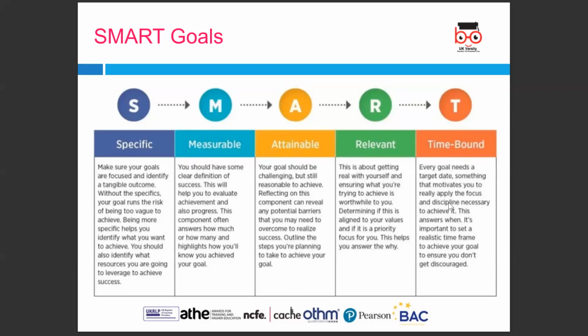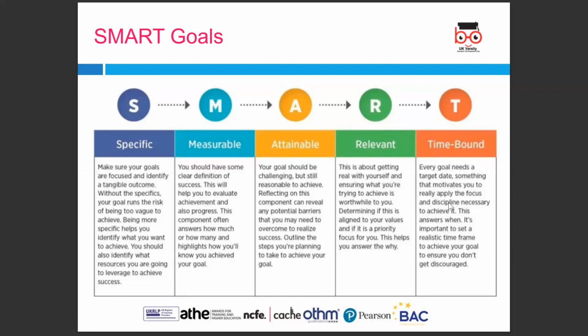A is attainable. Your goal should be challenging but still reasonable to achieve. Reflecting on this component can reveal any potential barriers that you may need to overcome to realize success. Outline the steps you're planning to take to achieve your goal.